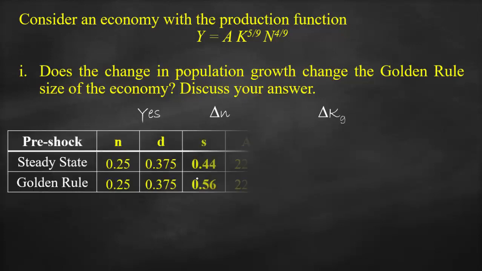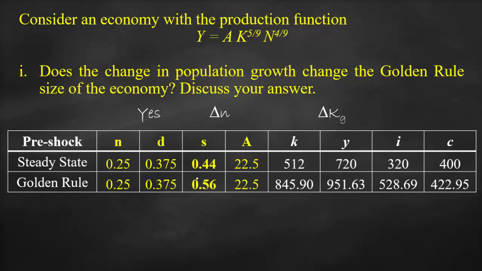Let's make a comparison. I made a comparison here before the shock. We have the same n, we have the same depreciation rate, we have the same technology. The only difference is in the question we got a saving rate of 0.44, and then for the golden rule it's supposed to be theta, which is 5/9, which is 0.56. So what will happen to K? I discovered that when we started to apply the saving rate at the golden rule, K started to be higher, output per capita started to be higher, investment per capita higher, consumption per capita is higher.